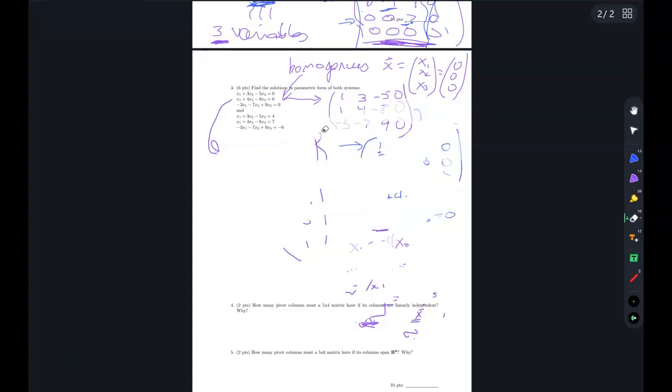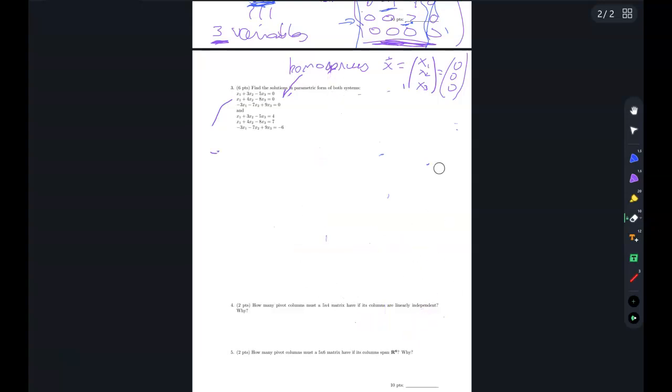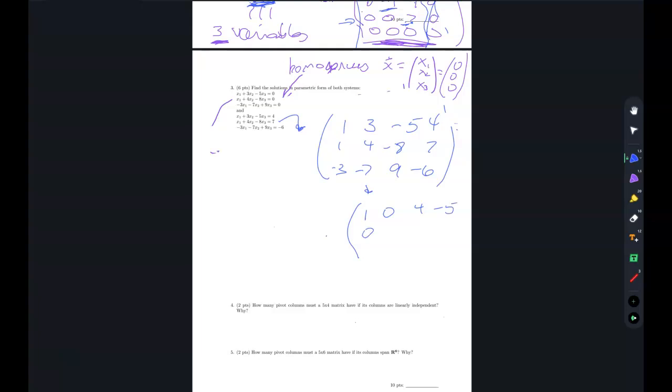Okay, so now I'm going to put this in a matrix, right? So I get 1, 3, negative 5, 4; 1, 4, negative 8, 7; negative 3, negative 7, 9, negative 6. Okay, so then I RREF it. So I get 1, 0, 4, negative 5; 0, 1, negative 3, 3; and then a row of zeros. So then we can pick out the information. I'm going to erase this because you don't need this anymore.